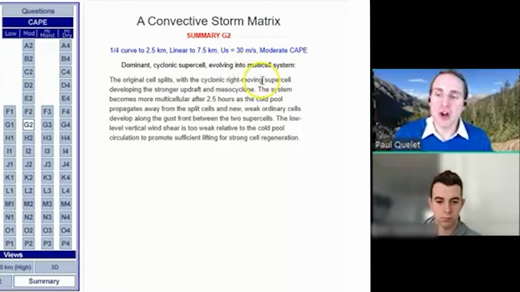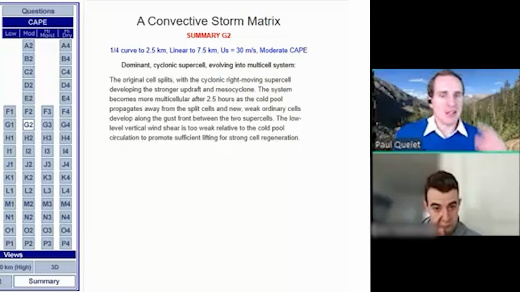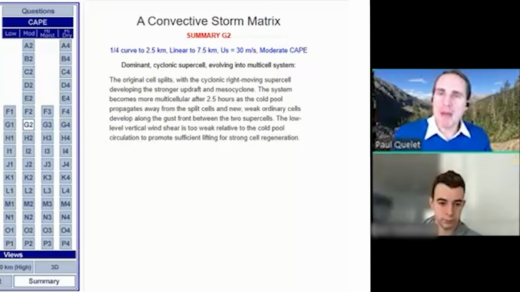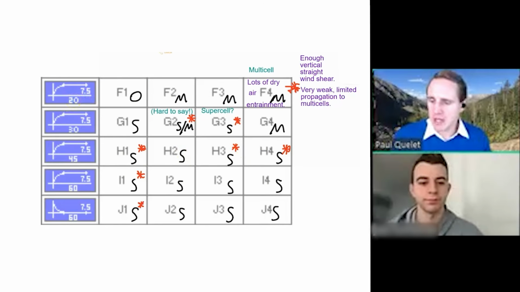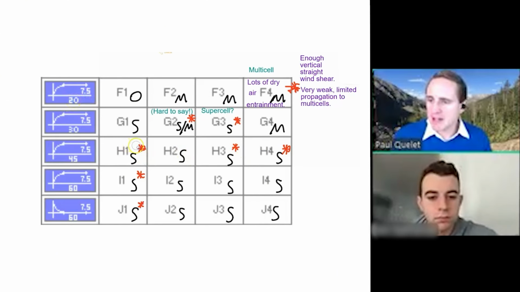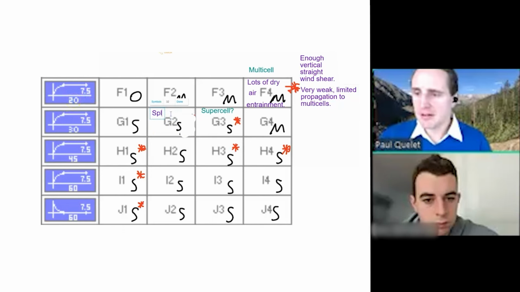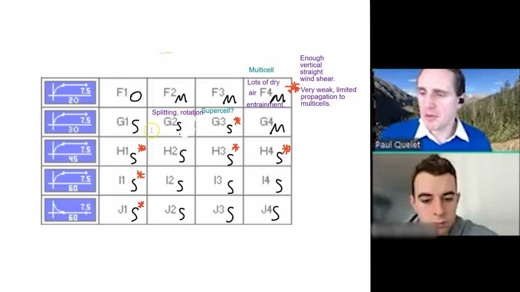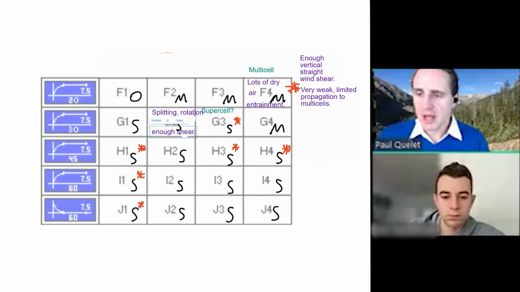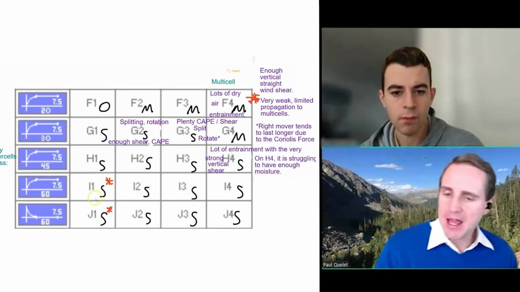I would focus on the fact that it's definitely more of a supercell because they split and there's clearly a mesocyclone. That mesocyclone, again, that MVS, mesoscale vortex signature I mentioned before, you definitely see that in the rotation. So I think your analysis here of G1 under supercell, I would lean this towards supercell. So it's splitting, it's got rotation, and there's enough shear and CAPE. The next row is for the I simulation.